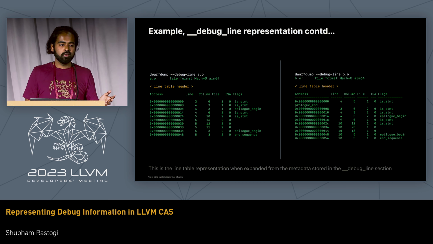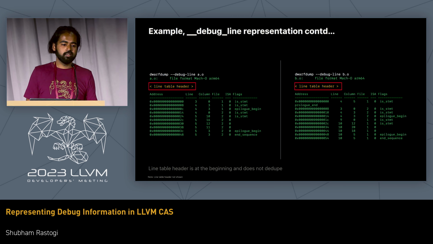So if we compile both CPP files down to the respective object files and dump the debug line section using a tool like DWARF dump, we will see something like this. This is the line table representation when we expand the raw bytes stored in the debug line section, so via the state machine.